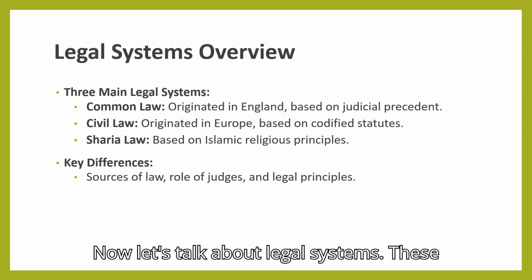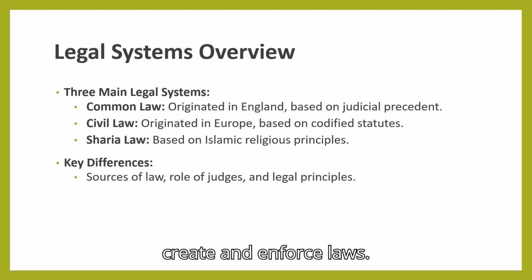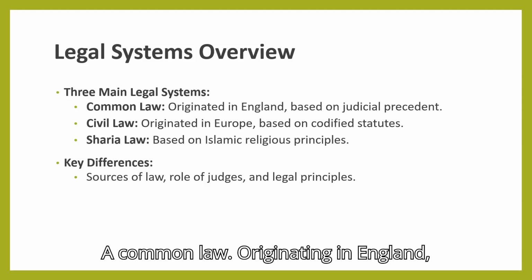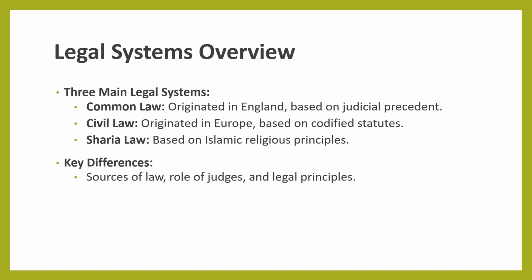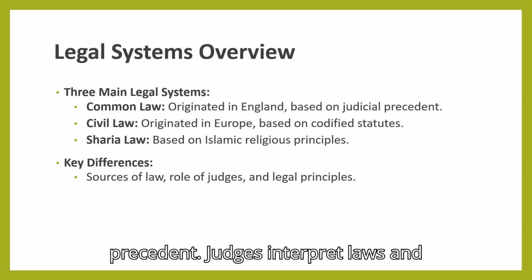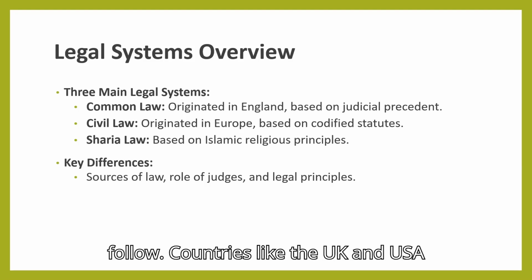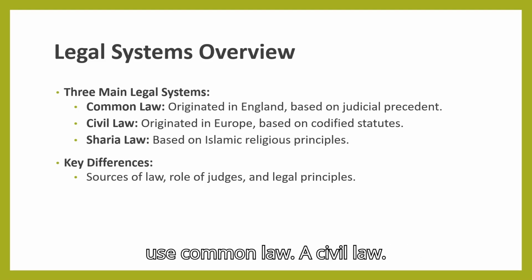Now let's talk about legal systems. These are the frameworks countries use to create and enforce laws. There are three main types. Common law. Originating in England, this system relies heavily on judicial precedent. Judges interpret laws and set precedents that future courts must follow. Countries like the UK and USA use common law.